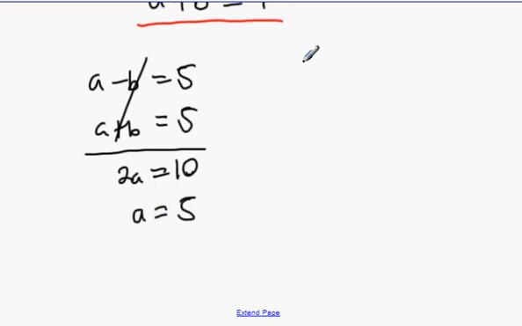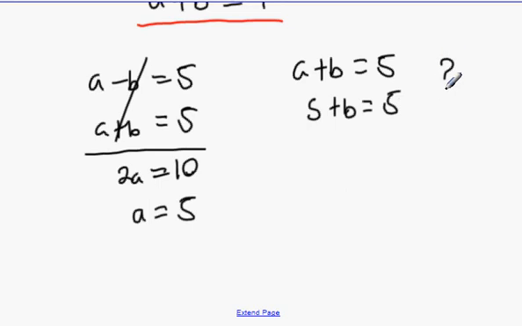Yeah? Now, a plus b equals 5. a is 5, what's b? b, anybody? b has to be 0, because it doesn't make a difference to the a. Who got 5 and 0? Only a couple of you. Is that the correct answer?